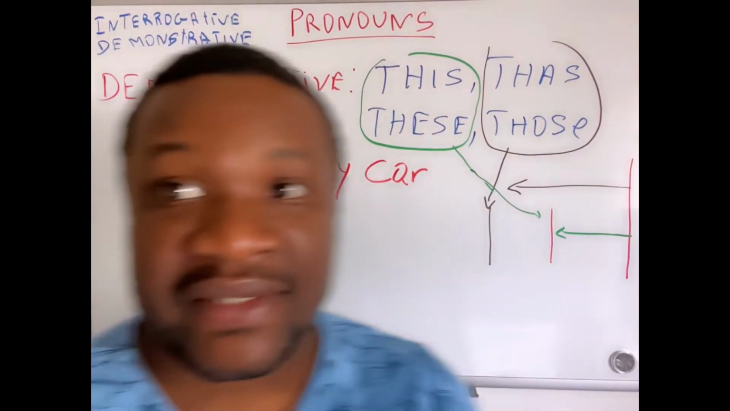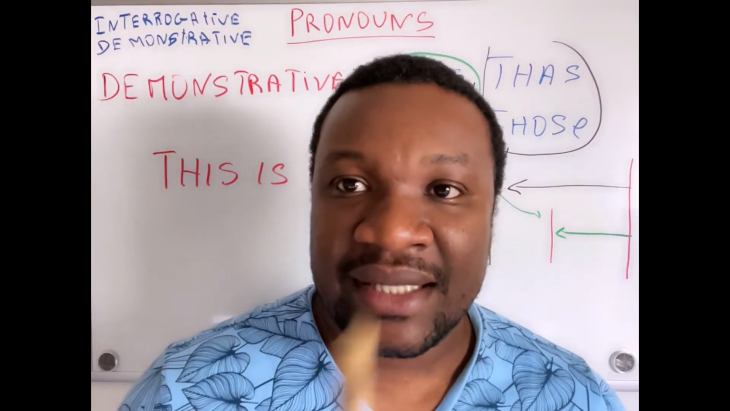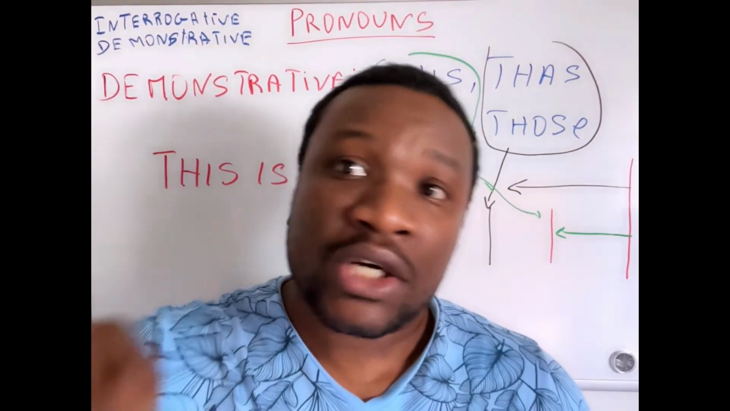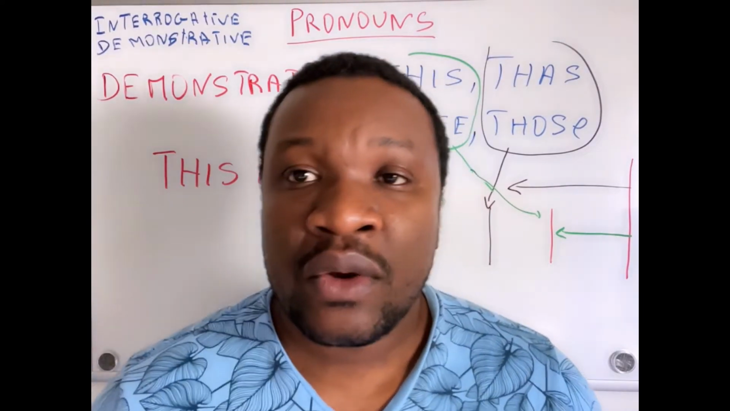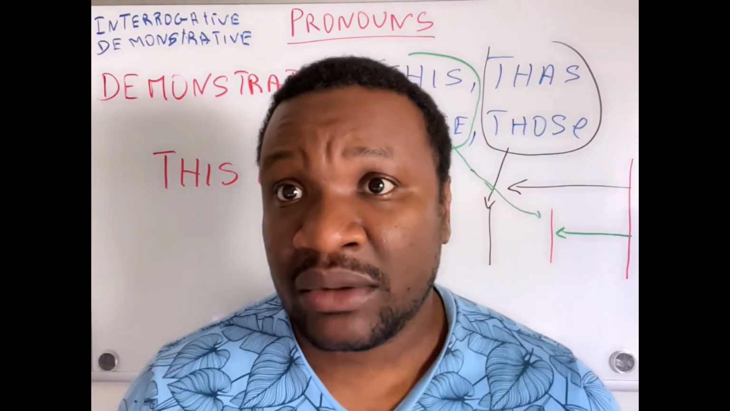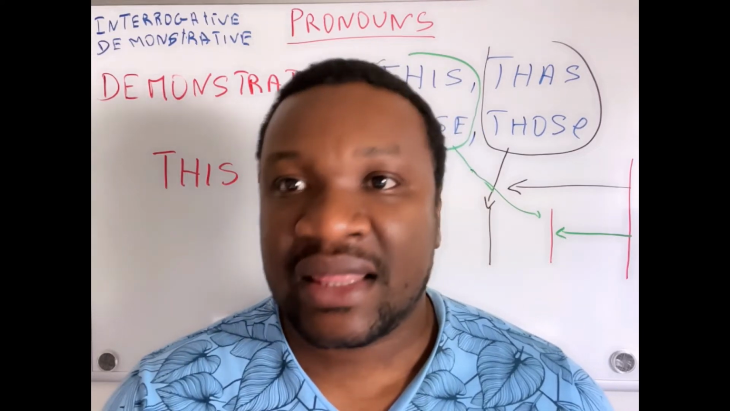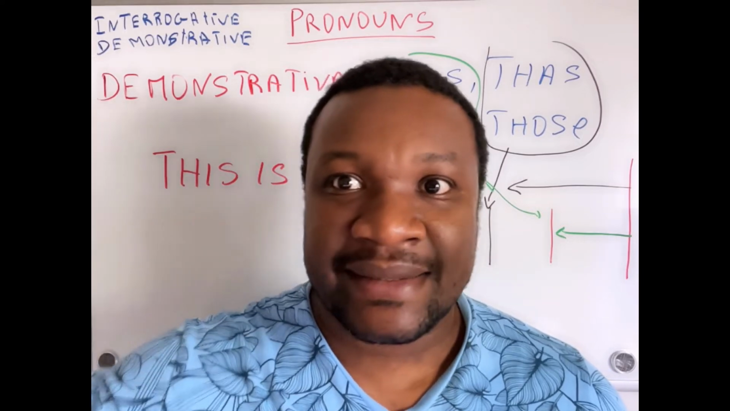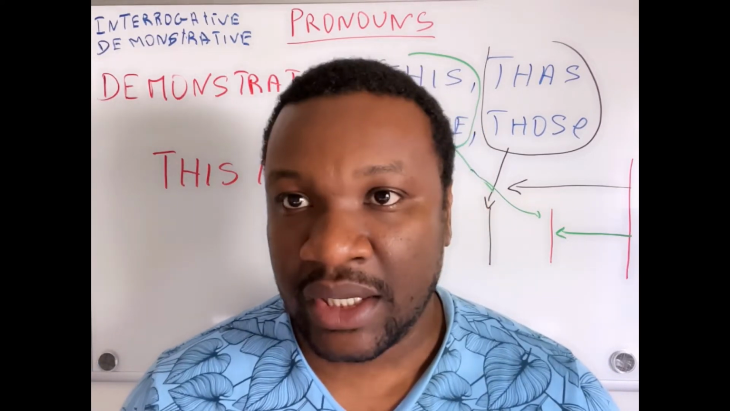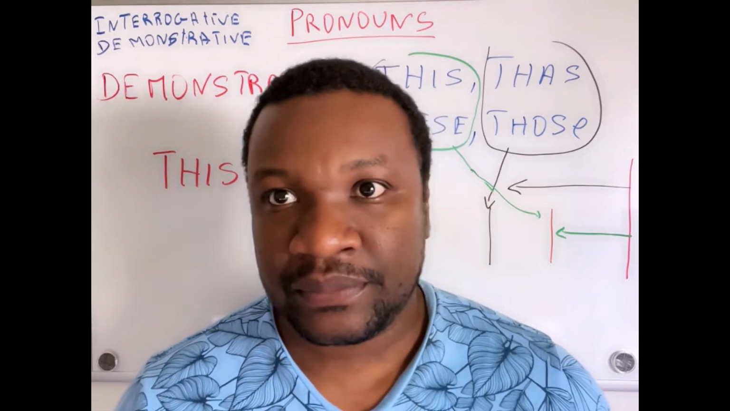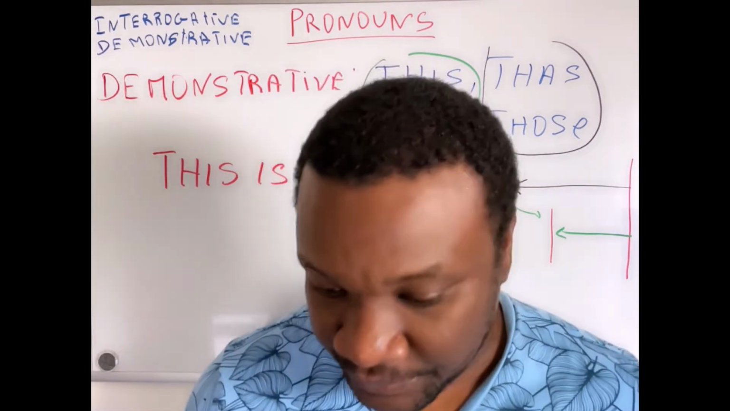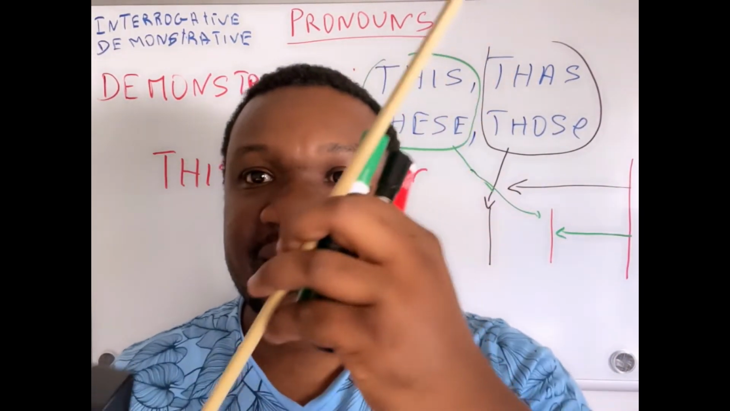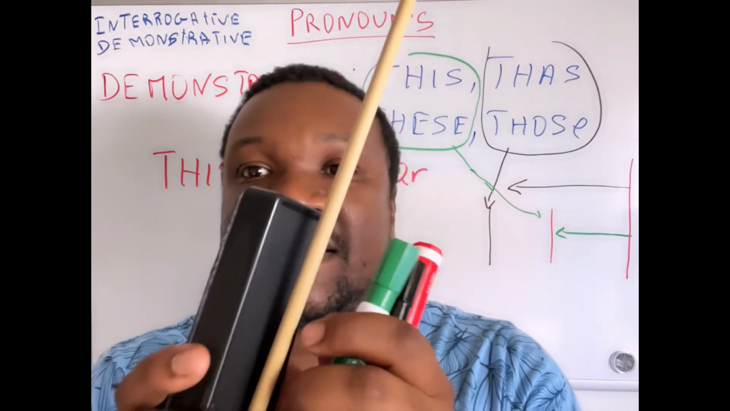Okay, I will explain myself. You use this and these when something is closer, when the object you're talking about, or the people you're talking about, are close to the subject, or close to the speaker. For example, I have a marker, I have a stick, I have a brush. I can say these things.